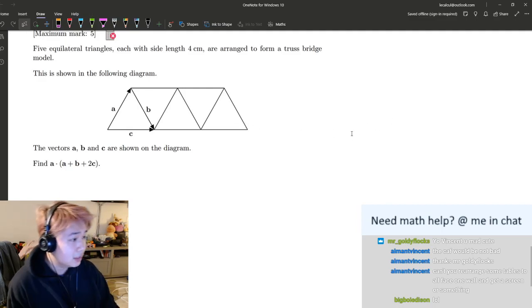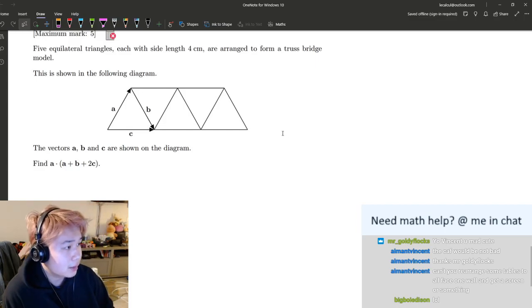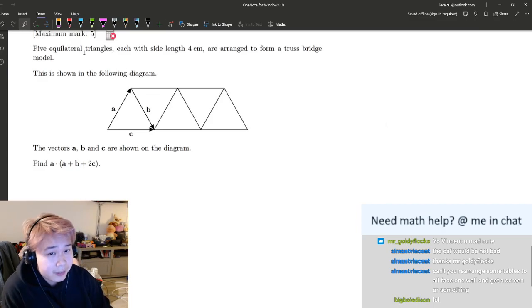Anyways, enough about work. I'm off the clock and I don't want to think about it. Let's do this one. We have 5 equilateral triangles, each with a side length of 4, and they make this truss bridge. And then we have vectors A, B, and C, and we need to find A dot A plus B plus 2C.